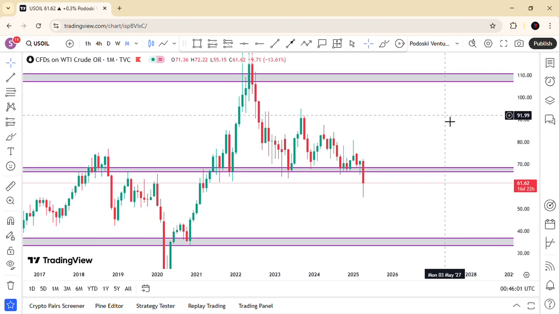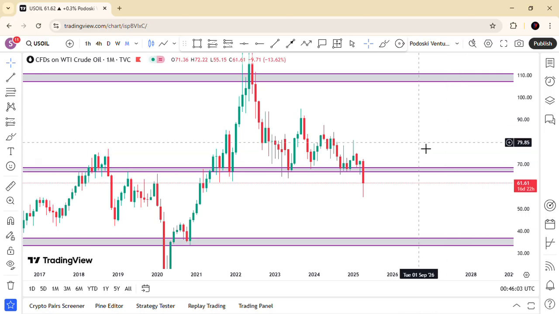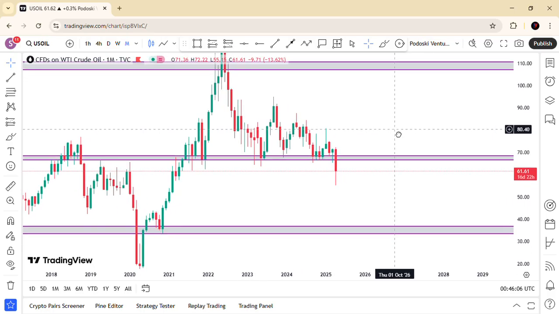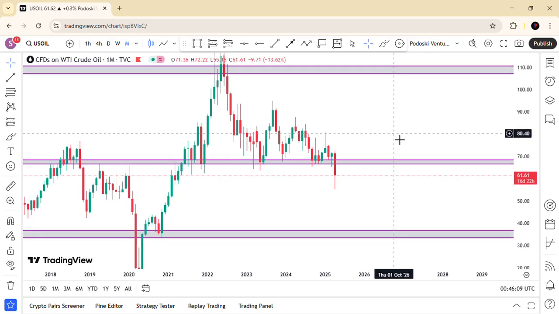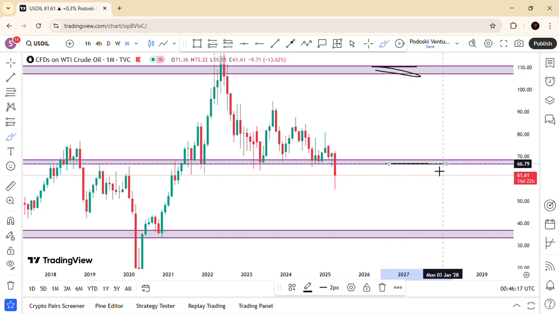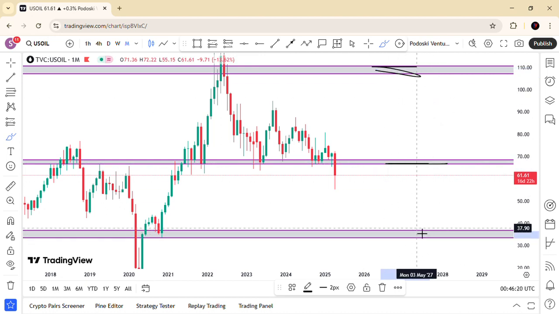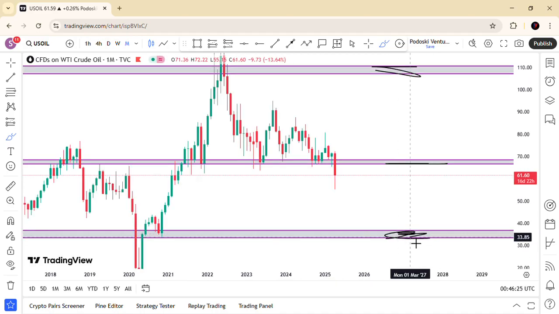So on US oil, this is the monthly time frame. As you all know, I'm a swing trader, so I do it like swing traders do. This is the monthly time frame on US oil, and I have my monthly upper zone, my monthly midway zone, and my monthly lower zone here. On the monthly time frame, I'm looking at a downtrend.